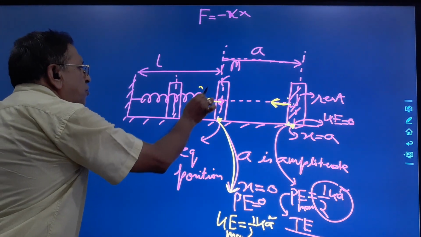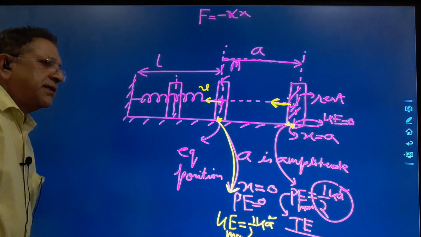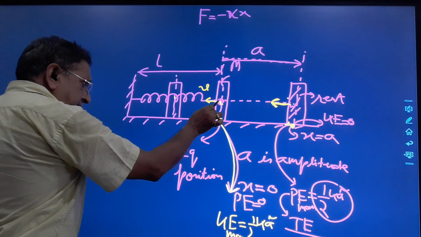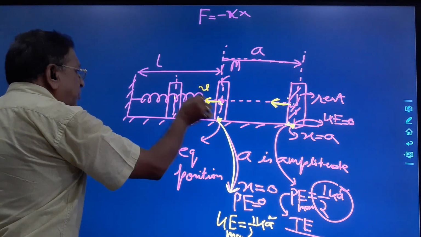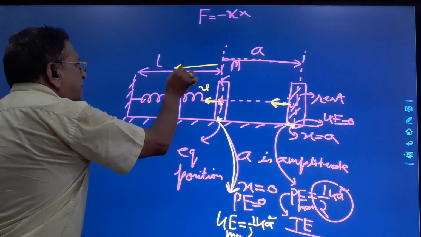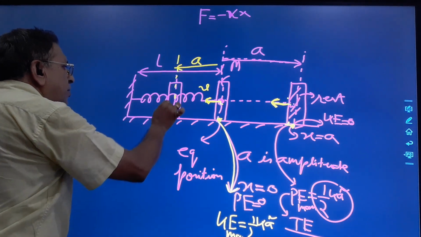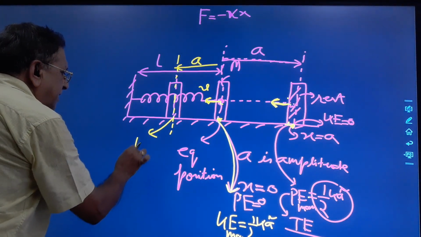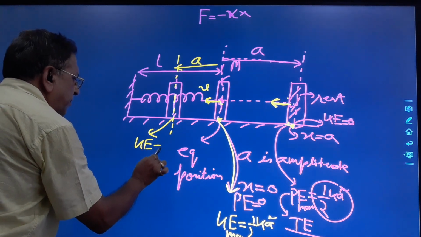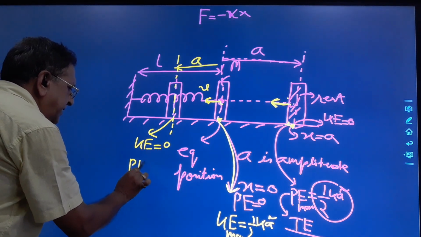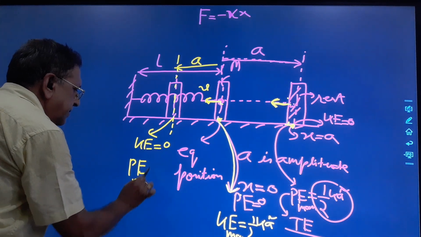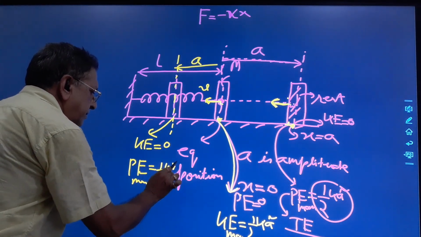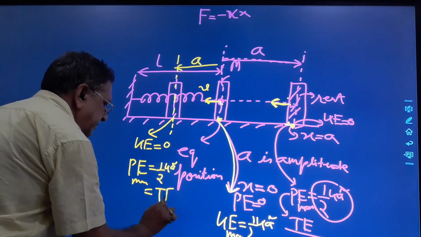Now this block moves from this position on a frictionless surface to this position. Again it moves up to amplitude because there is no loss of energy, and at this position kinetic energy is 0 and potential energy is maximum, equal to half k A square, which is equal to the total energy.